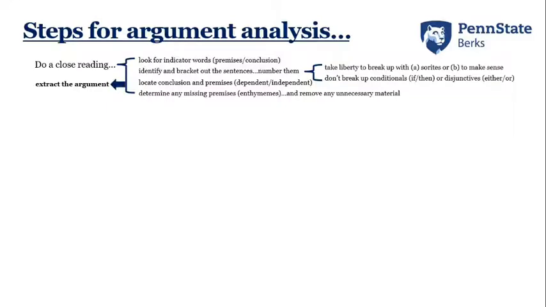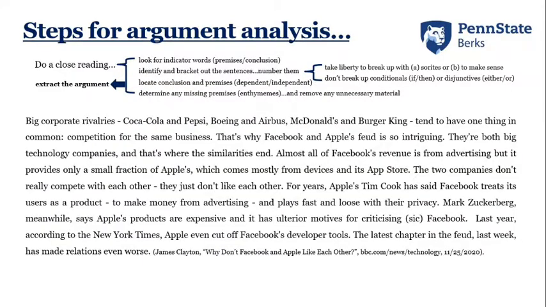So what we're really doing here is we're trying to extract the argument from whatever text it is that we are presented with. So this is a text that I took, just one paragraph, from an article that said, why don't Facebook and Apple like each other? So what I'm going to do first off here is I'm just going to look for indicator words. Now I'm not going to bring up each and every one of these builds individually, and I may not have them all. Let me say up front that I'm not going to try to be exhaustive here because it would be simply too much to do on the slide. And also, people can have different interpretations on how this would play out.